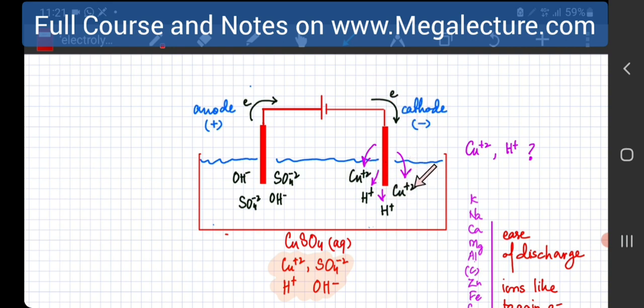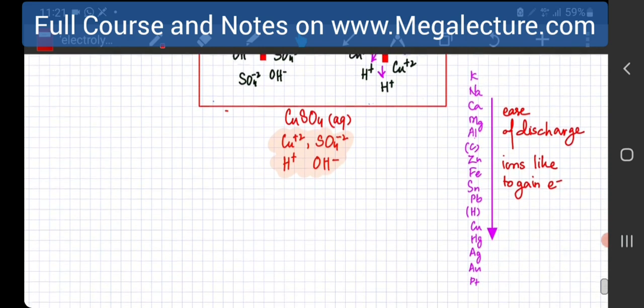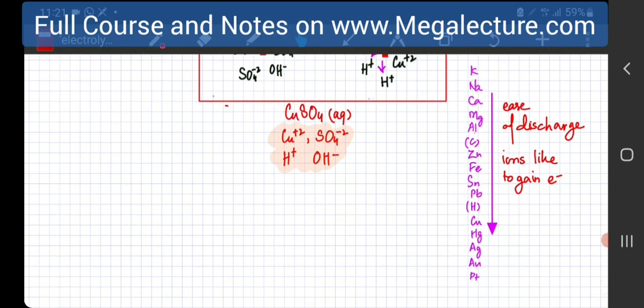Who's the one that really likes to gain electrons? Is it going to be copper plus 2? Is it going to be H plus 1? So we're going to look at the series and see who wants to gain electrons, copper plus 2 or H plus 1. You can see over here that H is over here, and copper is over here. So the competition is between copper and H.